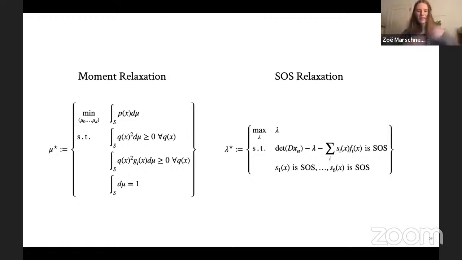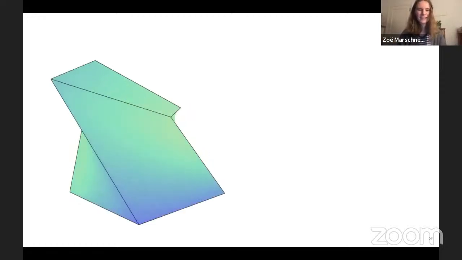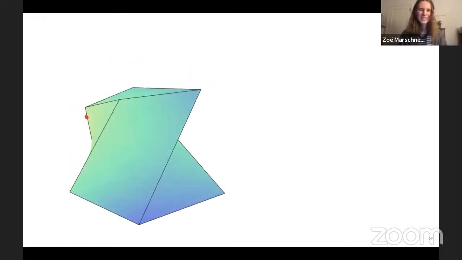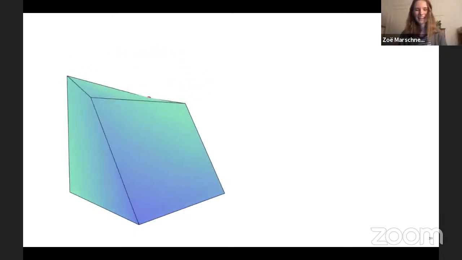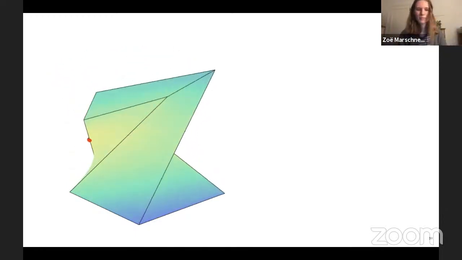And this is really important because when we actually solve an SDP problem in practice, we also get the solution to the dual. So we get almost for free all the cool things we can calculate from the moment relaxation once we've implemented the SOS relaxation. And you can see that here. Here we're plotting the argmin of this hex as we change it, and you can see the red dot follows the minimum.